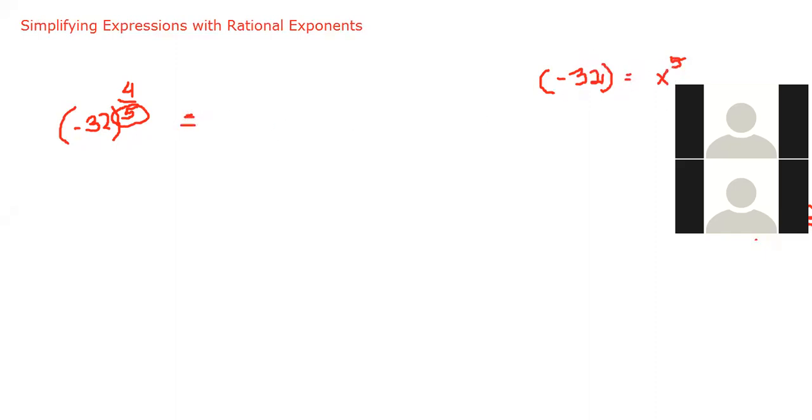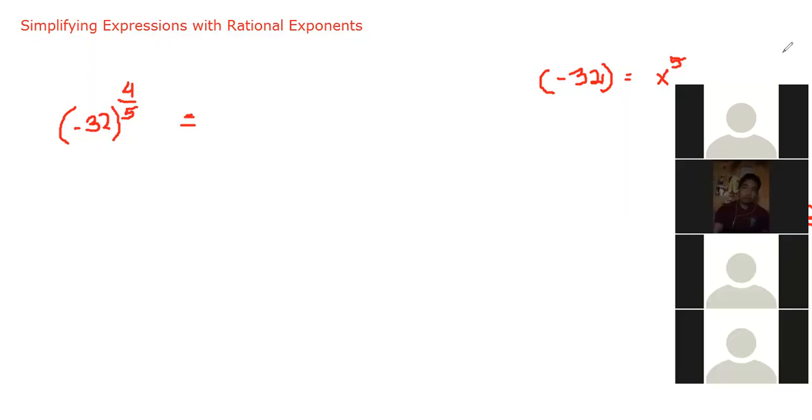Ano kaya number na pwede natin ilagay sa x para kapag ni-raise natin siya sa 5, is negative 32 ang kalalabasan. Dito kayo, anong number? Na kapag pinag-multiply natin sa kanyang sarili is negative 32 ang kalalabasan. Meron ba? Sure, so, negative 2 po.